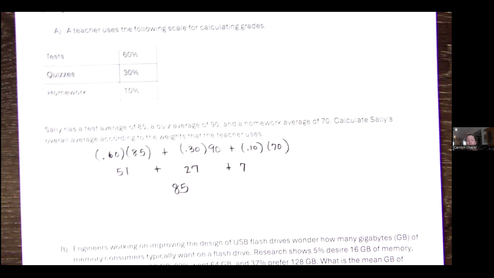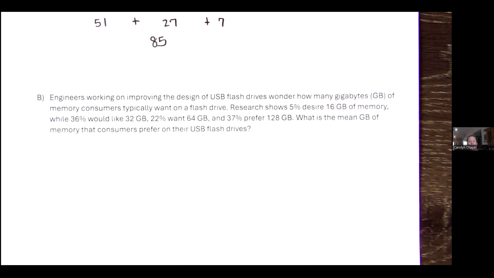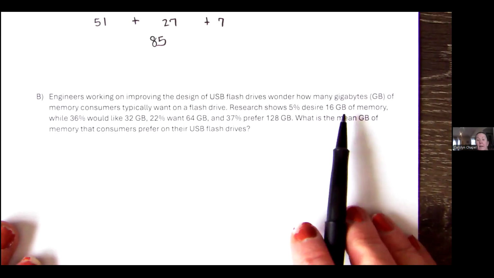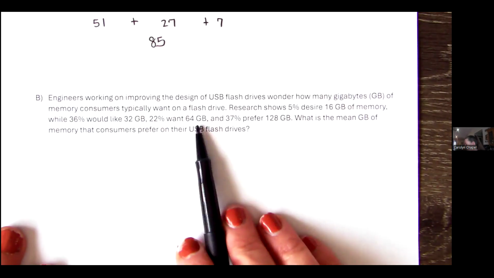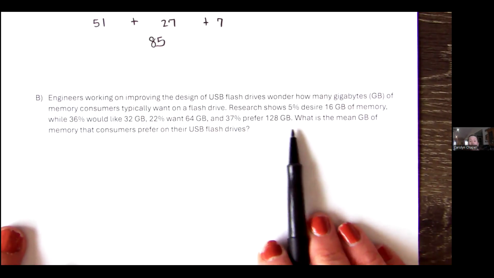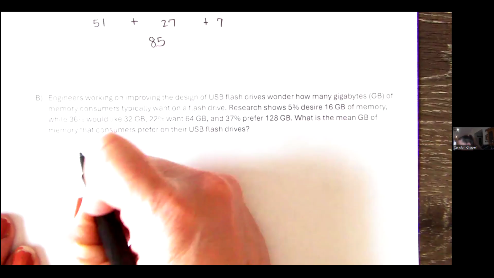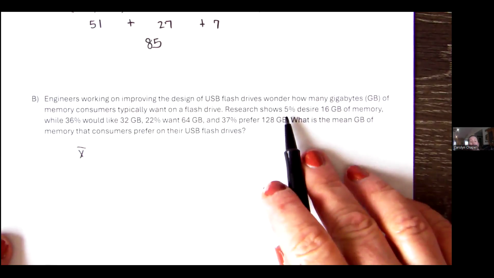Okay, we're going to do one more example here. We're working on improving the design of USB flash drives, and we try to figure out how many gigabytes we want to put in this flash drive. So what they did is they found that 5% of people want a 16 gig, 36% want a 32, 22% want 64, 37% want 128. And so we want to find the average value of those pieces. So we want to find the X bar for all of this. So 5% is going to be that weight.